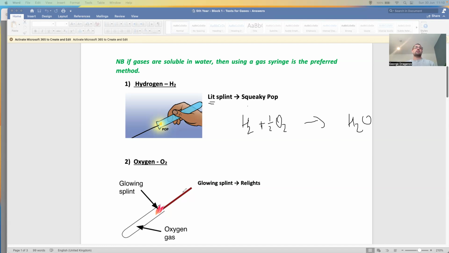Now for the oxygen test, you would put a glowing splint at the top. So oxygen is less dense than air, so it rises. So a glowing splint is when you have your splint lit, blow it out, and then immediately stick it into the test tube. That would then relight.